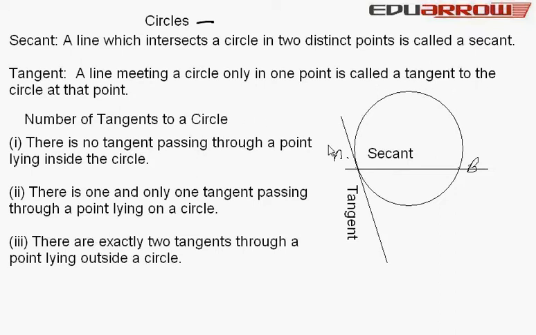Line PQ is the tangent of the circle which touches the circle at the point A.